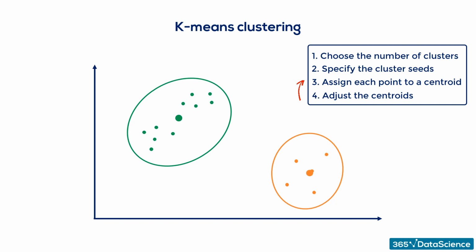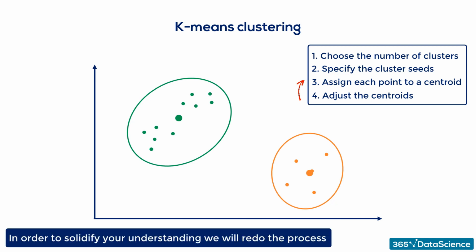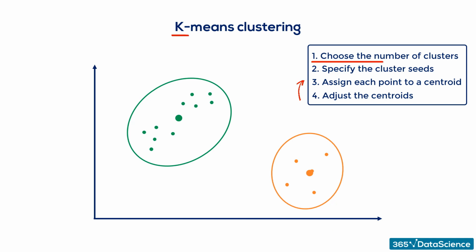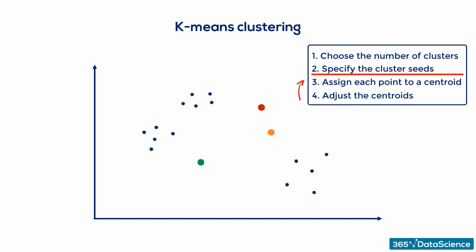In order to solidify your understanding, we will redo the process. In the beginning, we said that with k-means clustering, we must specify the number of clusters prior to clustering, right? What if we want to obtain 3 clusters? The first step involves selecting the seeds. Let's have another seed. We'll use red for this one.